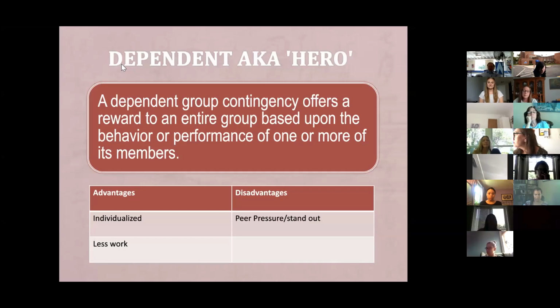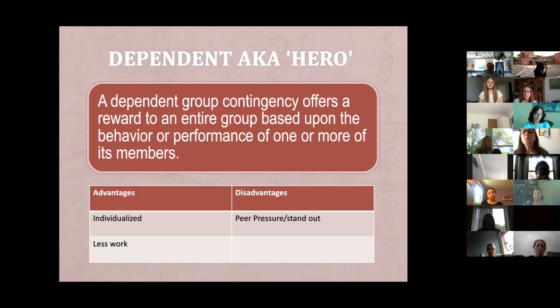Okay, so let's dive in. We're going to start with the first group contingency today, and that's called a dependent group contingency. It's also known as a hero procedure. The reward for the whole group is dependent on the performance of an individual student or a small group. So if that one individual meets criteria, then the whole class will be able to receive the reward.